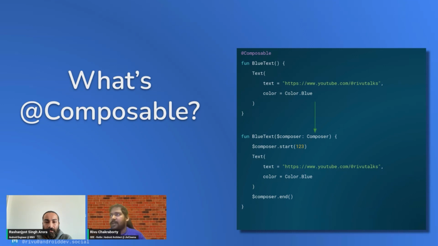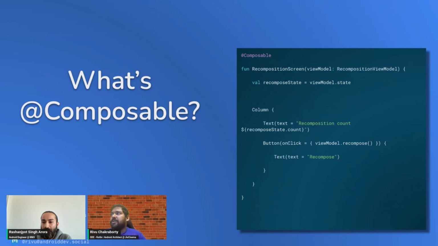And @Composable works in a similar way. So here we have an example. Here you can see that I have a function BlueText, and it's a composable function. And here's the modified version, what @Composable does to it. It injects something called a composer in the function, and then modifies the function to start the composer and end the composer after the function content, right?